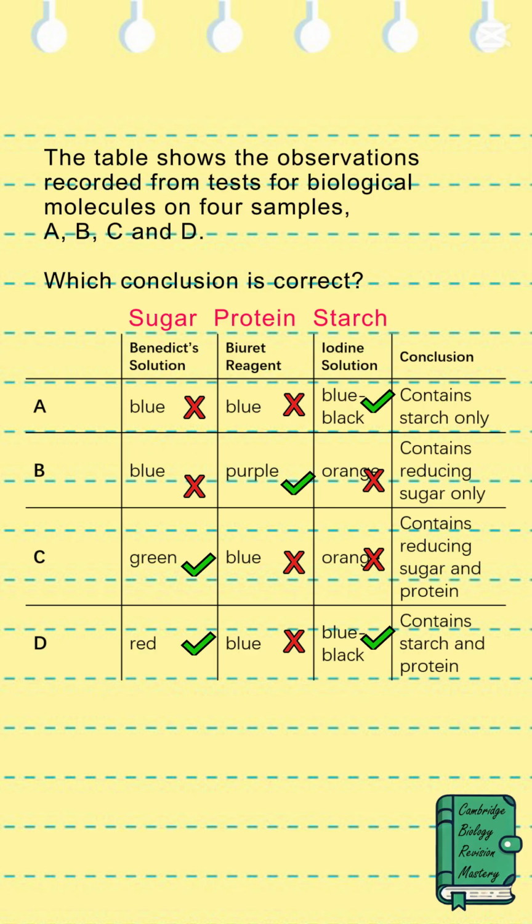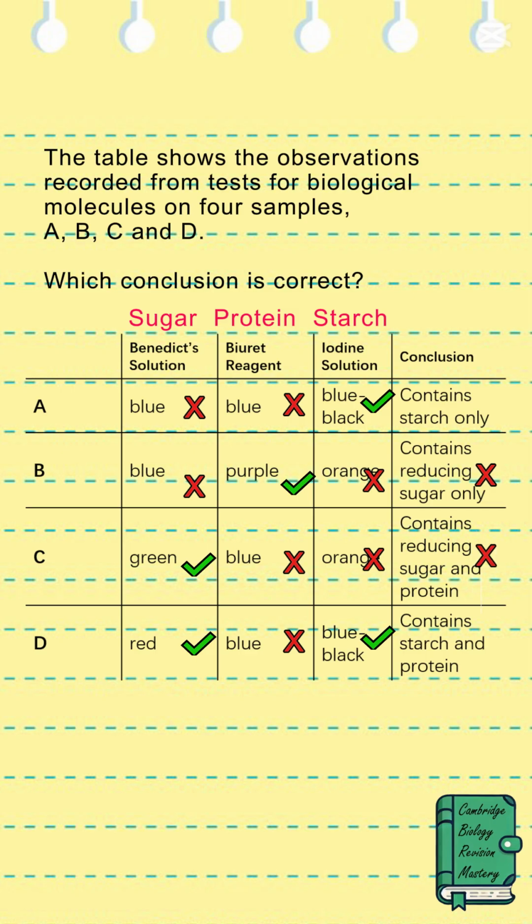If we go 1 row at a time, A would need to contain starch only, and according to our ticks and crosses, it does only contain starch. So A might be the answer, but let's disprove B, C and D. Contains reducing sugar only for row B is not correct because it has protein. Row C contains reducing sugar and protein, but we're missing the protein.